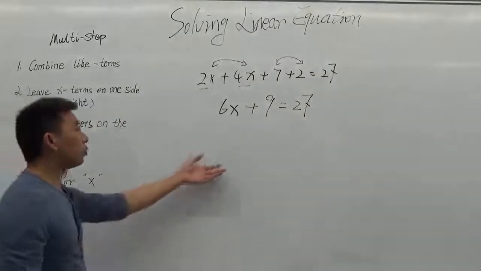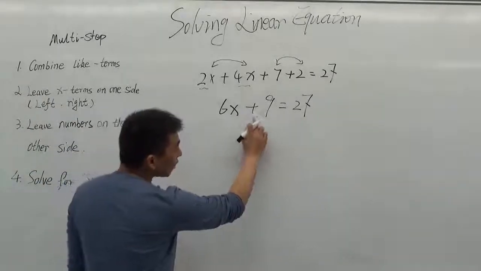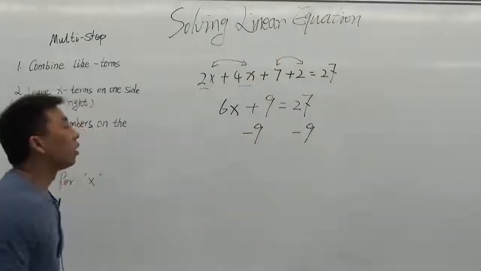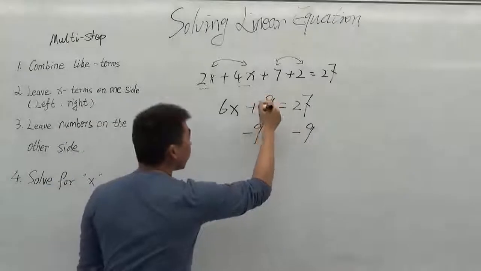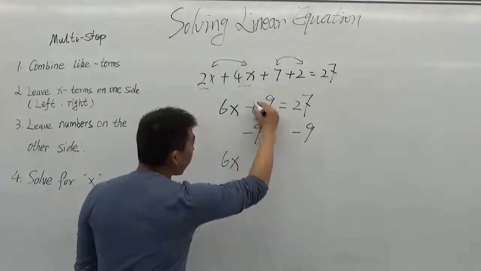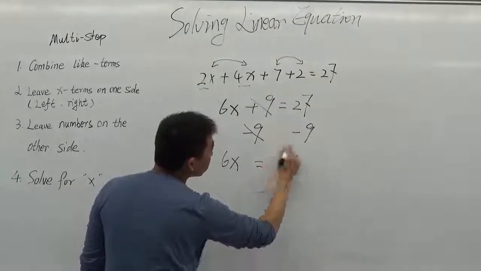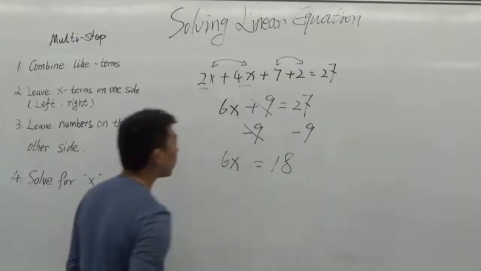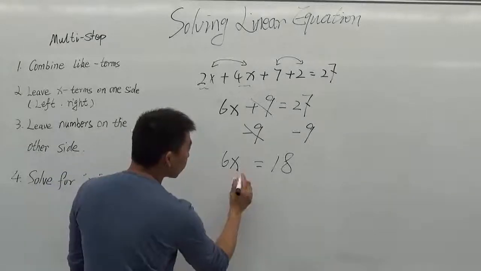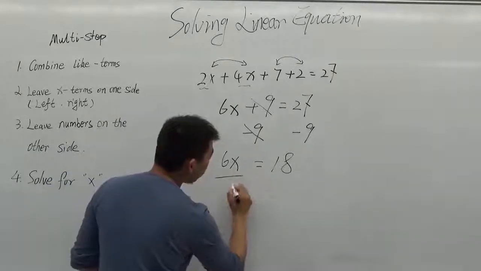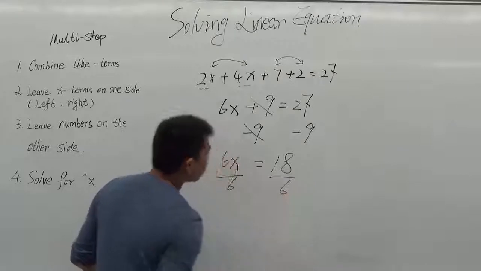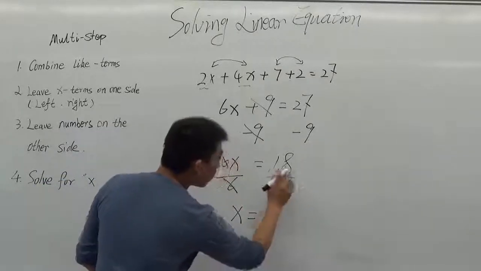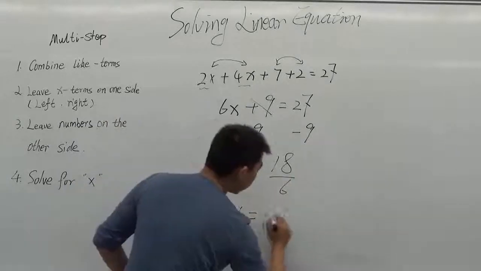Then it goes back to very basic. Here's plus 9, we need to subtract 9. Then simplify it. So 6x, just copy it down. 9 minus 9 cancel out, equals 27 minus 9. That gives us 18. Here's 6 times x. Then we need to divide by 6. Then 6 cancels out. All that's left is x equals 18 divided by 6. That gives us 3.